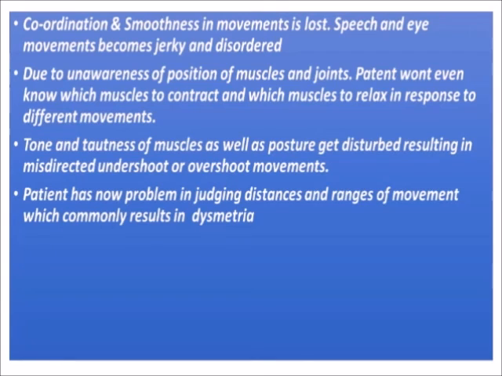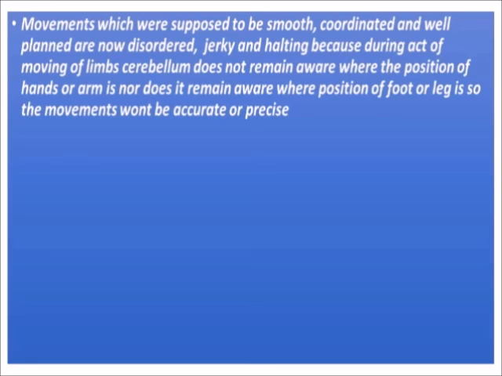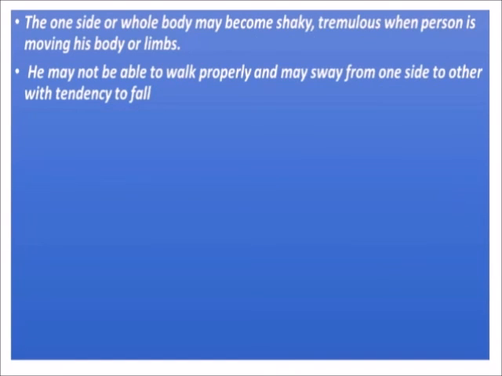The patient now has a problem in judging distances and ranges of movement, which commonly results in dysmetria. Movements which were supposed to be smooth, coordinated, and well planned are now disordered, jerky, and halting, because during the act of moving the limbs, the cerebellum does not remain aware where the position of the hand or arm is, nor where the position of the foot or leg is, so the movements won't be accurate and precise. One side or the whole body may become shaky and tremulous when the person is moving his body or limbs. He may not be able to walk properly and may sway from one side to the other with a tendency to fall.